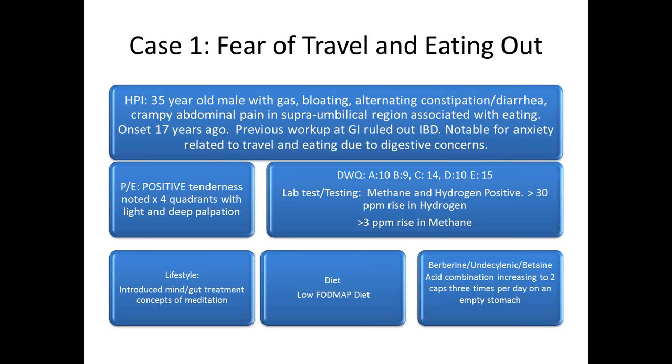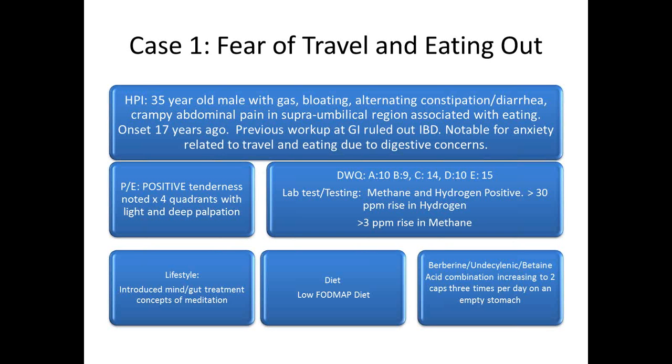He was a patient that had sort of a 17-year bout with IBS, and he was pretty fearful about eating, dining out, traveling, very anxious every time he went out of town because of his gut. He'd get bloating, gas, and alternating constipation and diarrhea, and had some crampy abdominal pain. On physical exam, he had the typical tenderness and guarding in his abdomen region in all quadrants.